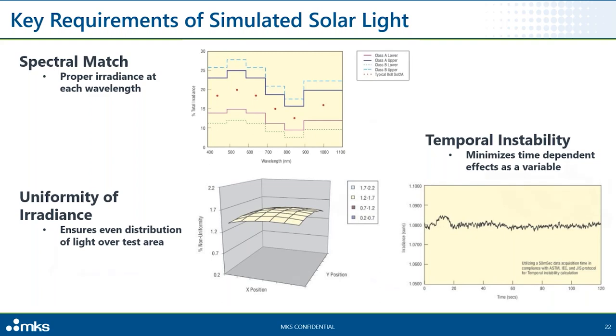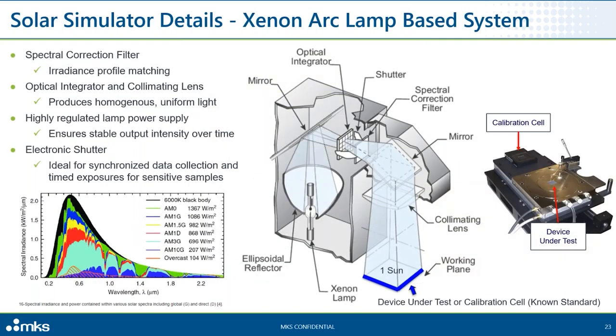So how you can solve these needs and challenges is through a solar simulator. Here are some details of a typical xenon arc lamp-based system, one that we provide here at Newport. The diagram features solve those challenges of a certified solar simulator. One is a spectral correction filter, which allows you to perform irradiance profile matching to whatever needs you have. The graph at the bottom left shows some typical spectrums, most commonly air mass 1.5G, but there are other applications such as space or overcast direct, where you'll use a spectral correction filter to match your needs.